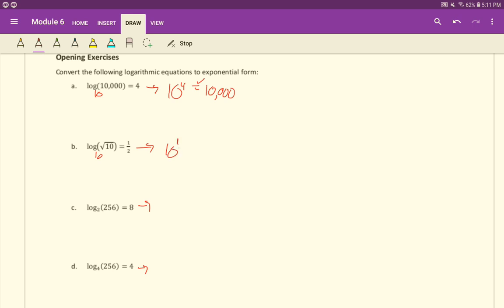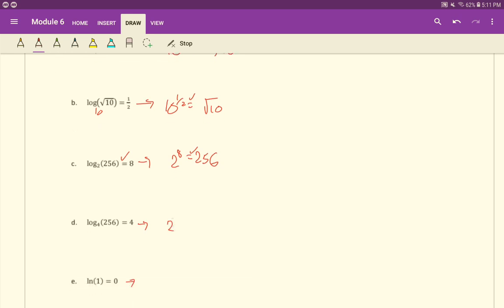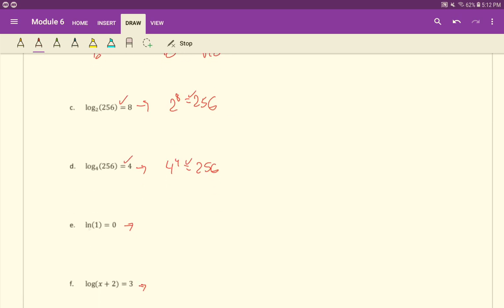So for the first one here, we'll just have 10 to the 1/2 equals the square root of 10, which, yes, that's true. Here we'll have 2 to the 8th equals 256, and yes, if you multiply it out, you will get 256, so that's right. Here we have 4 to the 4th equals 256, and again, that is true. Remember that for natural log, that is log base e of 1 equals 0. It's another way to write it. And so we'll just say e to the 0 equals 1, which again is true because anything to the 0 power will give us 1.